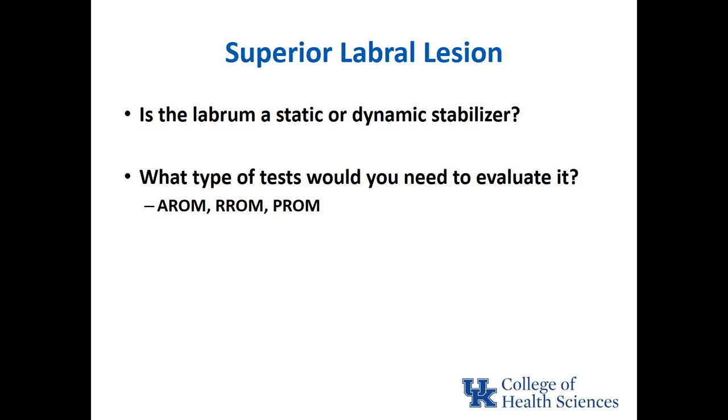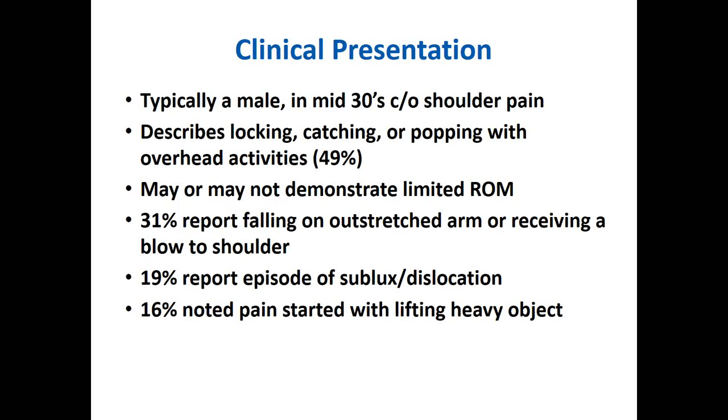So the superior labral lesion is the last component of the subacromial pain area. I want you to think about whether the labrum is a static or dynamic stabilizer. Obviously, it is a static stabilizer. So the type of tests that you would need to do would be which type: active, passive, or resistive? Since this is a static structure, you're mainly going to do active and passive, primarily passive range of motion tests. So the typical clinical presentation of somebody with a SLAP lesion is middle age.